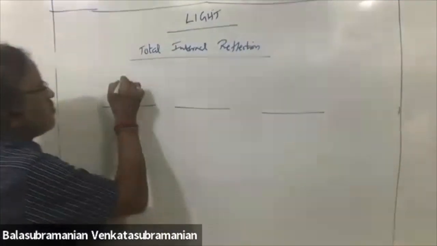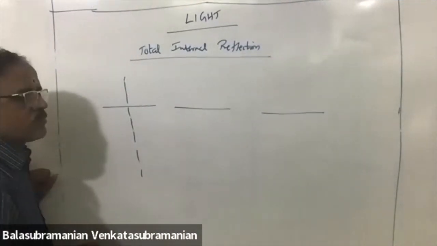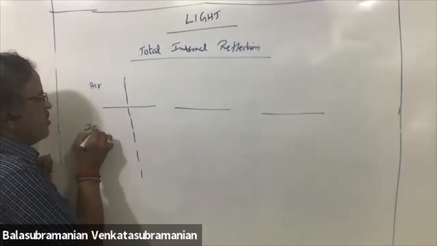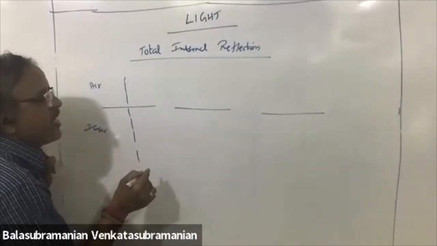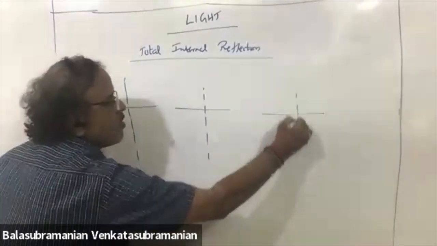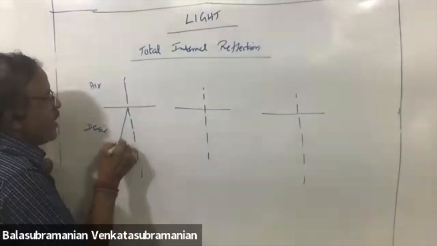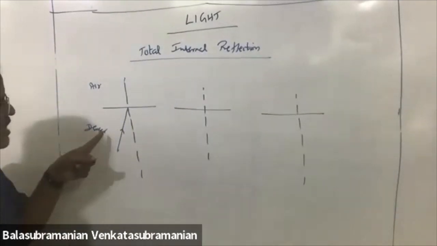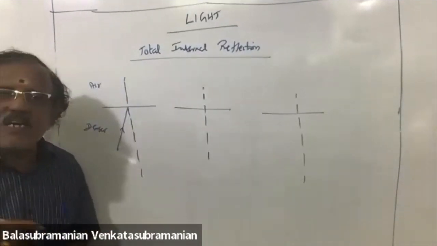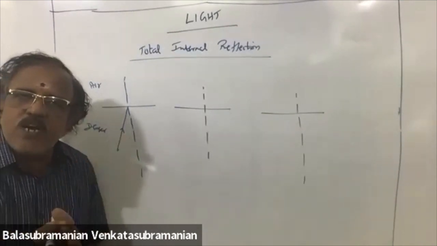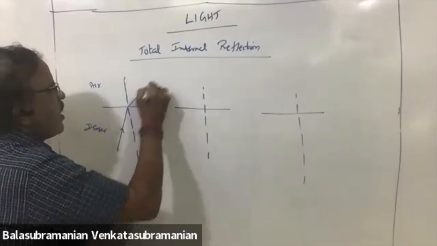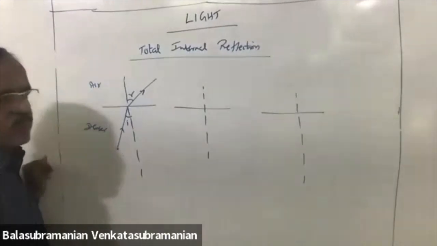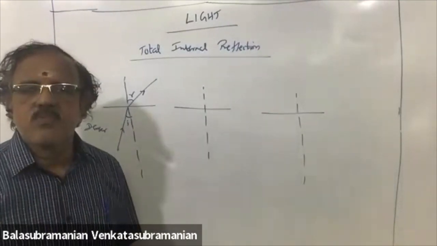You have a medium, this is the normal. This is air, this is the denser medium. Air medium, denser medium. Now you are allowing some light to be incident. What the law says: when light travels from a denser medium to a rarer medium, it bends away from the normal. Bends away. This is I, this is R. This we already know.